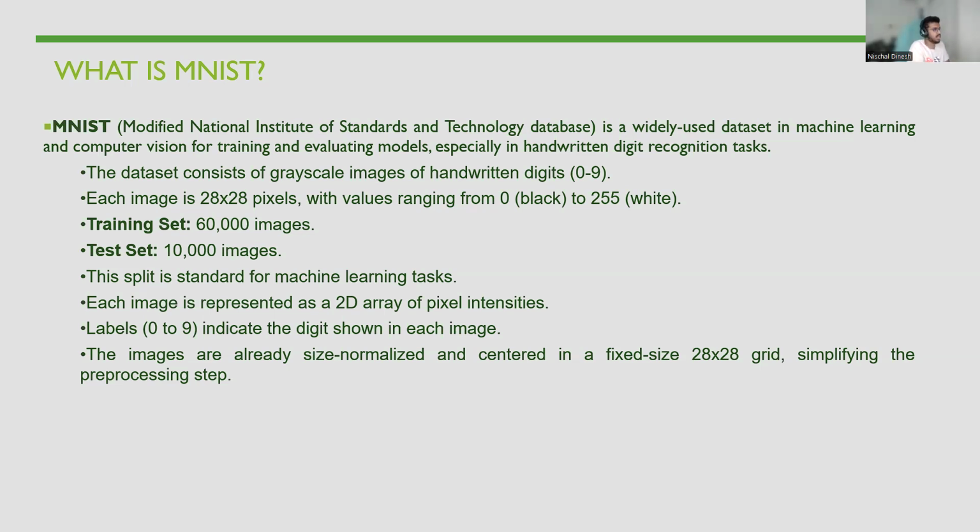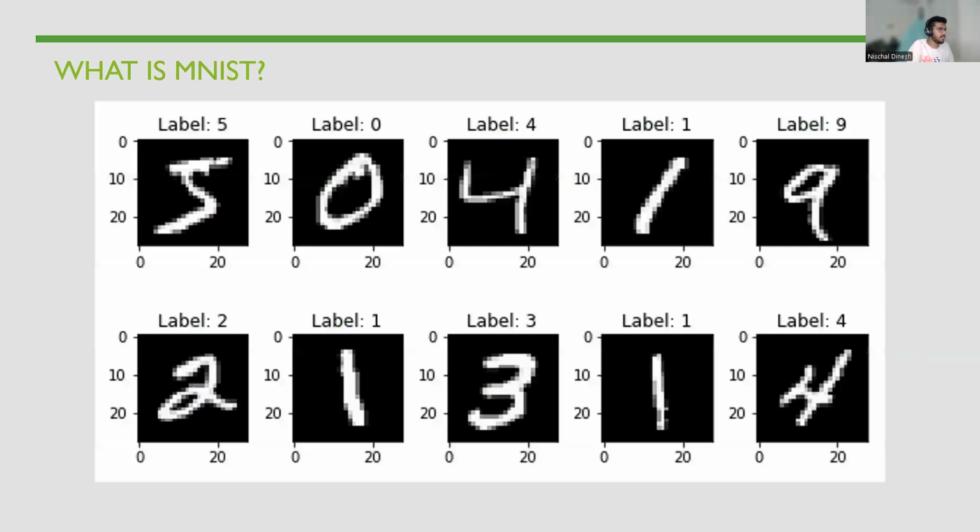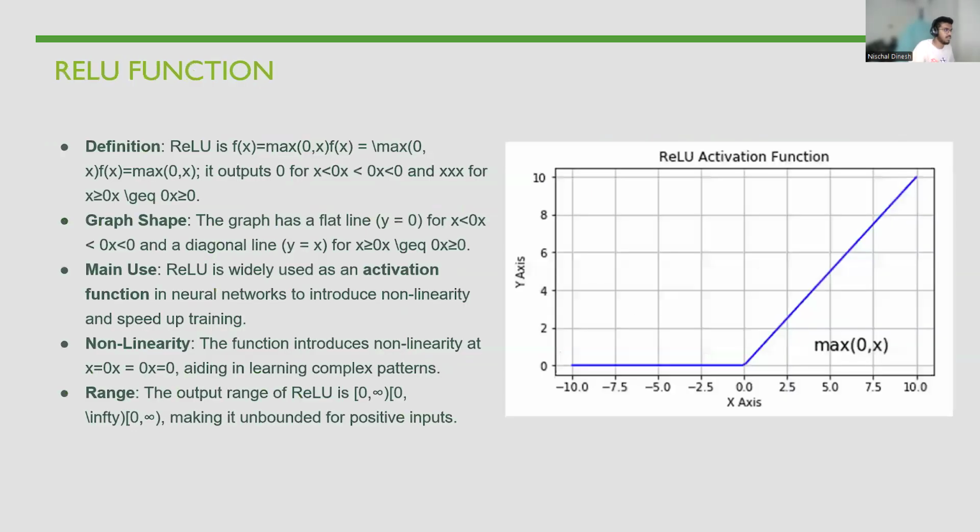It's usually used for machine learning tasks. Each image is represented by a 2D array of pixel intensities, and they're labeled 0 to 9, so that's label 0, 1, 2, 3, and it goes on to 9 for each image. The images are already size normalized and centered in a fixed size 28 by 28 grid, simplifying the pre-processing step. This is how an MNIST dataset looks. As you can see, label 5 is for the digit 5, 0 for 0, 4 for 4, and all of them are 28 by 28 images.